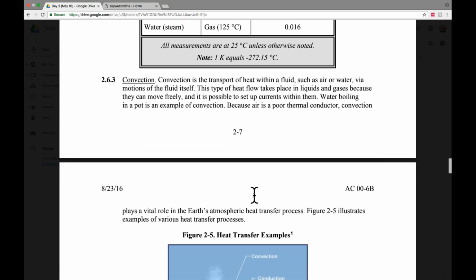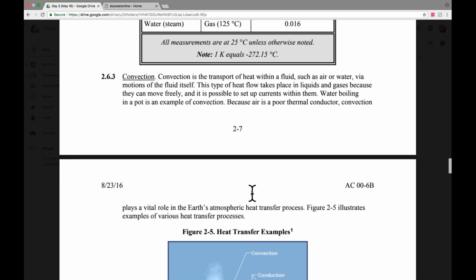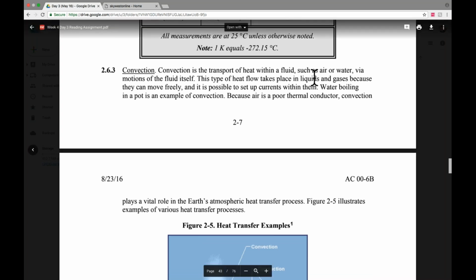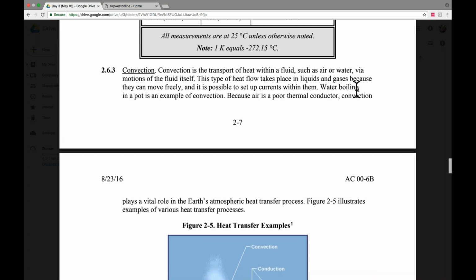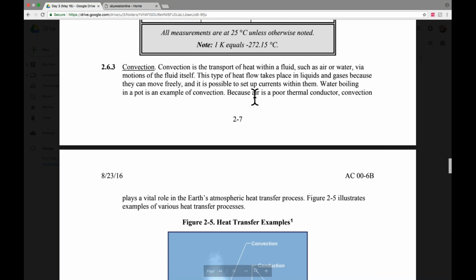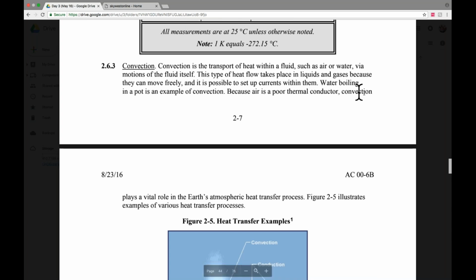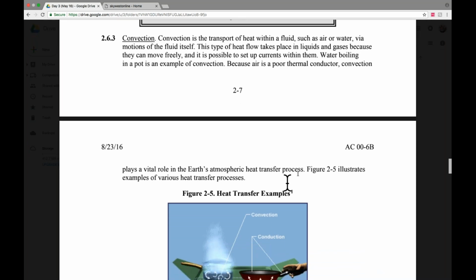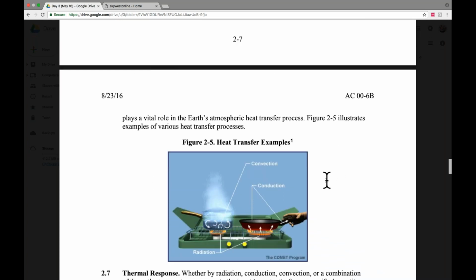So convection. I've talked about convection a lot. Convection is the transport of heat within a fluid such as air or water via the motions of the fluid itself. This type of heat flow takes place in liquids and gases because they can move freely and it's possible to set up currents within them. Water boiling in a pot is an example of convection. Because the air is a poor thermal conductor, convection plays a vital role in the Earth's atmospheric heat transfer process.